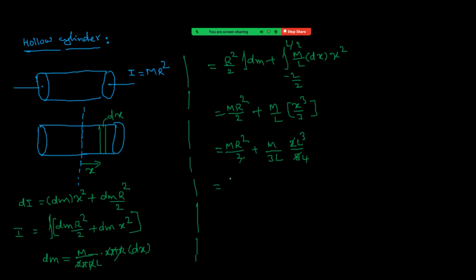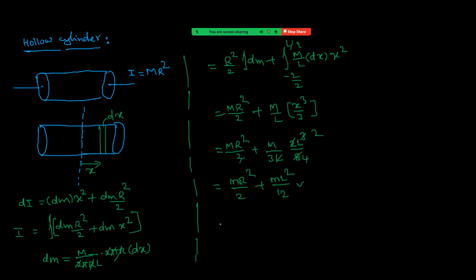This is now ml square by, so mr square by 2 plus, and 1l gets cancelled here. Remaining is now ml square by 12. Okay. That is the moment of inertia about an axis passing through center of mass and normal to the length of the cylinder.